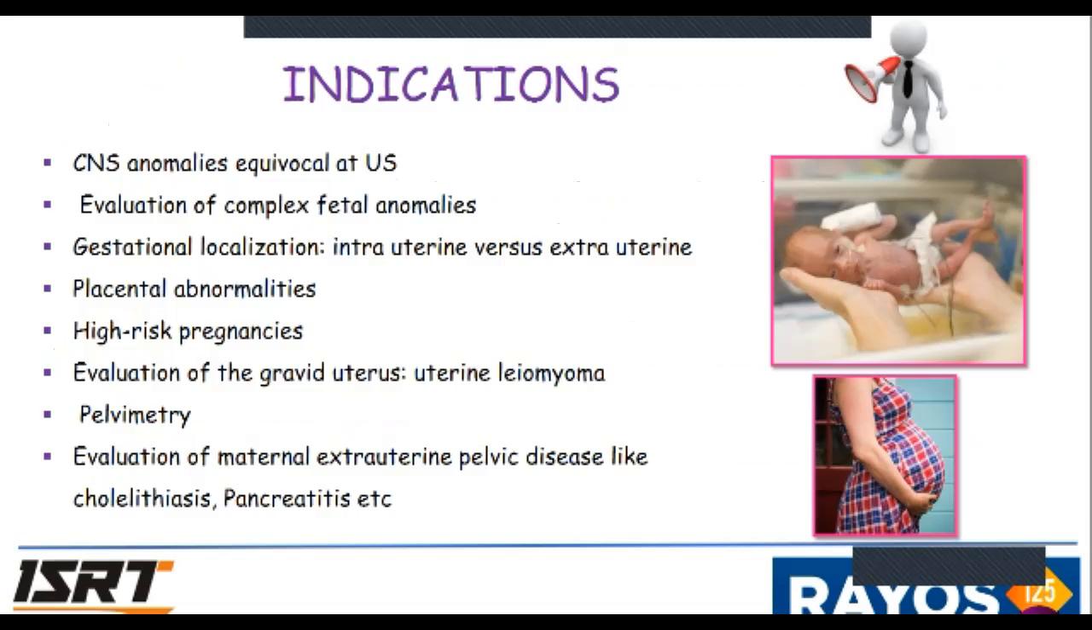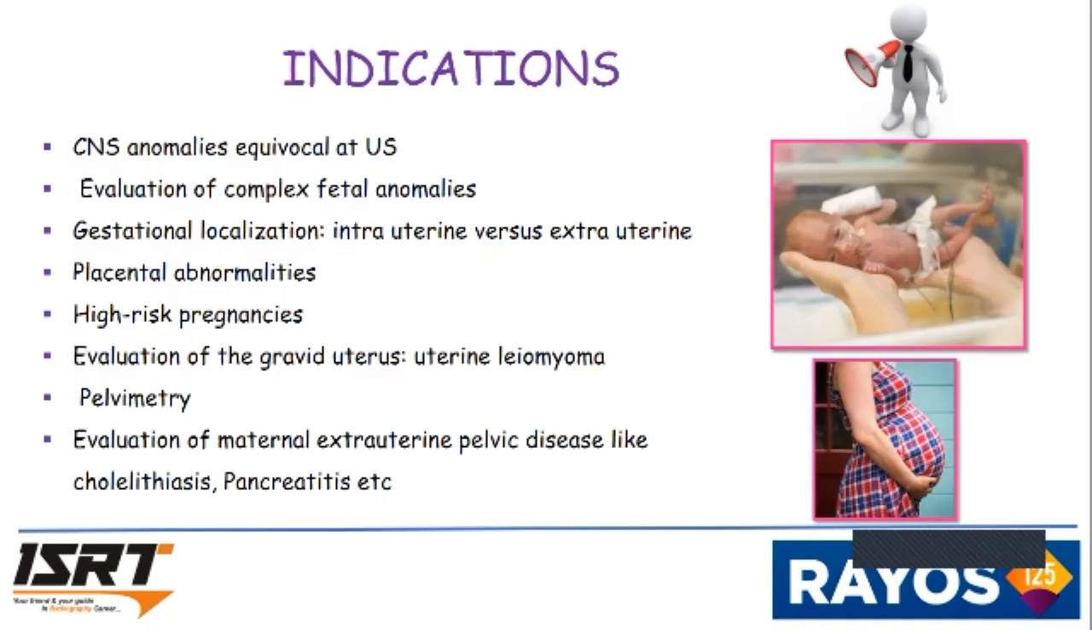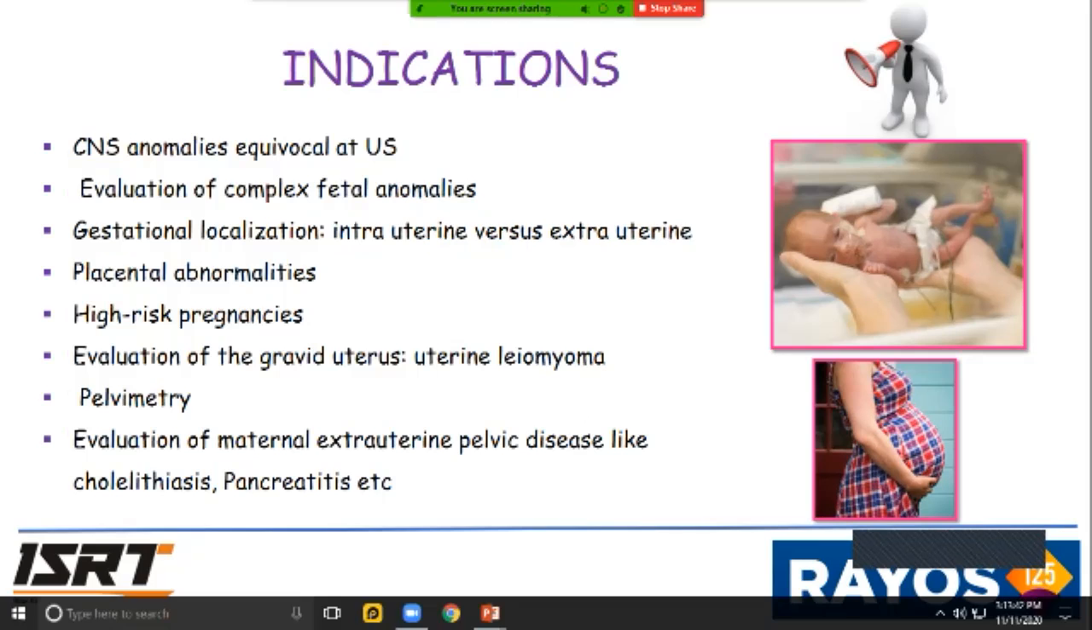The common indications for fetal MRI are CNS anomaly equivocal at ultrasound, evaluation of complex fetal anomalies, gestational localization, intrauterine versus extrauterine, placental abnormalities, high-risk pregnancies, evaluation of the gravid uterus, which is uterine leiomyoma, pelvimetry, and evaluation of maternal extrauterine pelvic disease like cholelithiasis and pancreatitis.